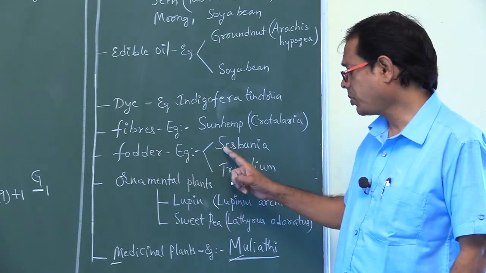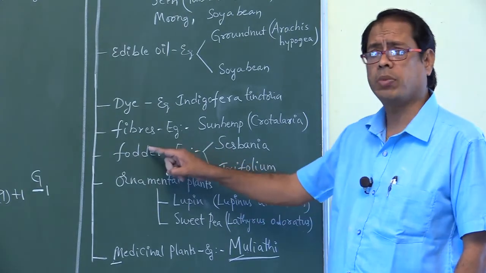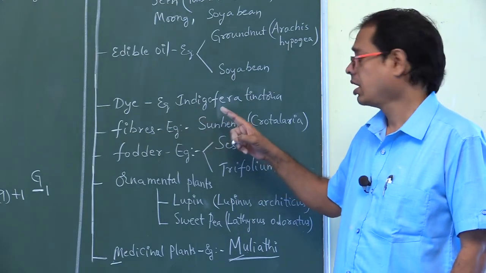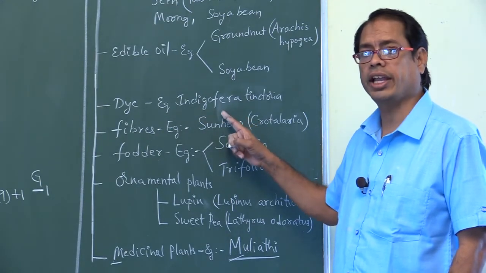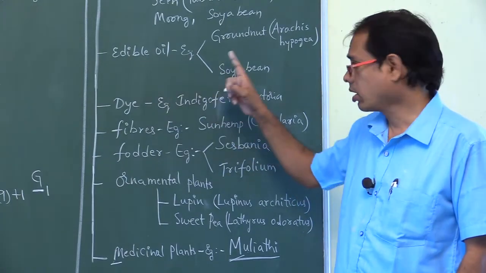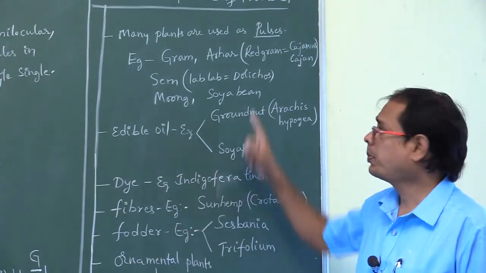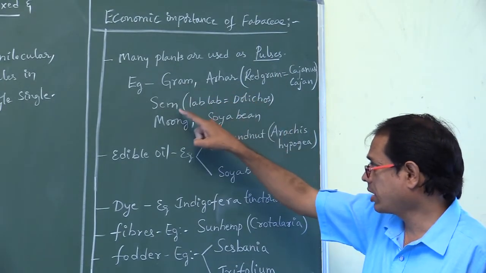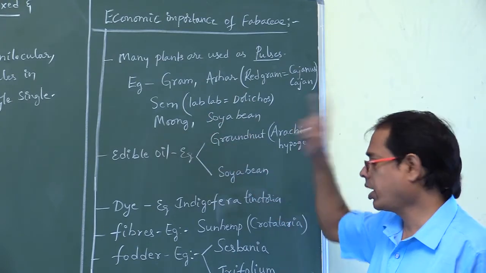Fodder is Sesbania trifolium. Fibers, sunhemp. Dye is obtained from Indigofera tinctoria. Edible oil is obtained from groundnut, soybean. Pulses are obtained from gram, arhar, sem, moong, soybean.